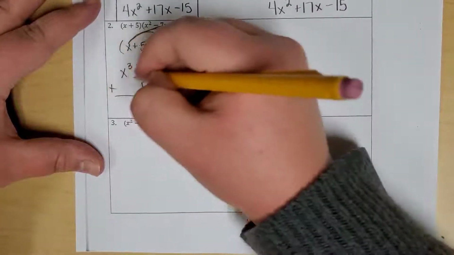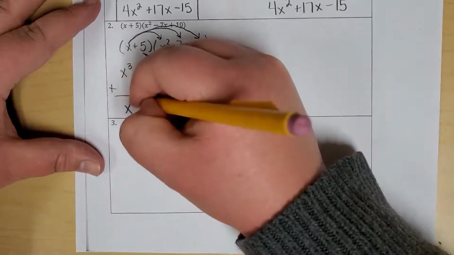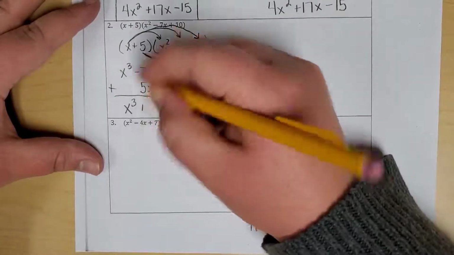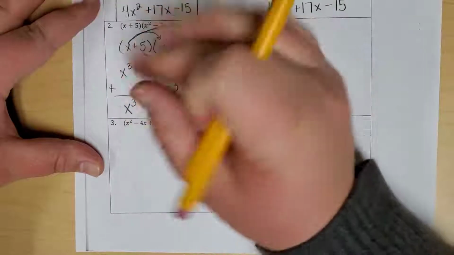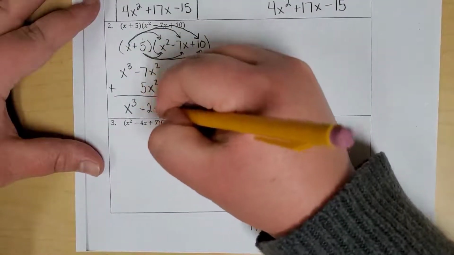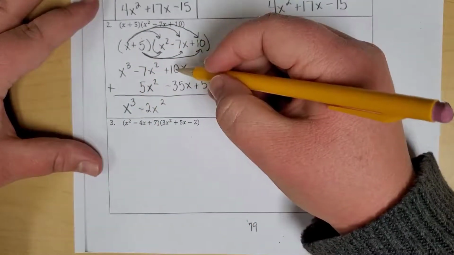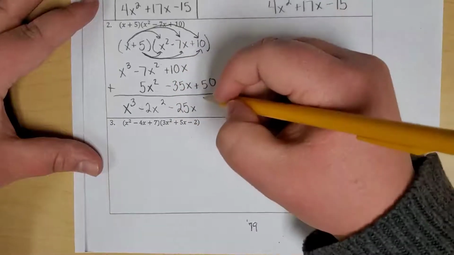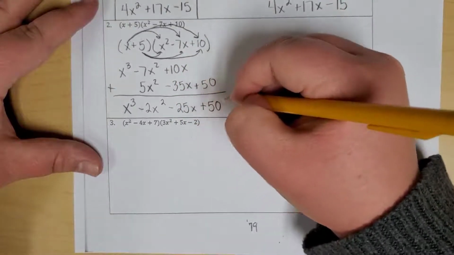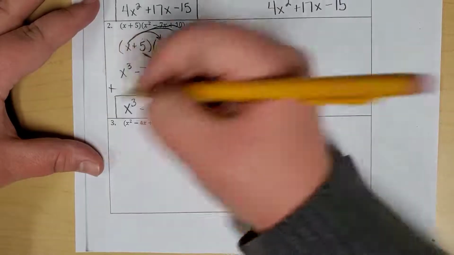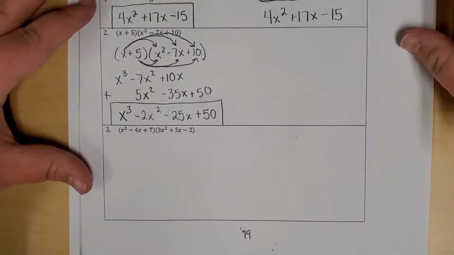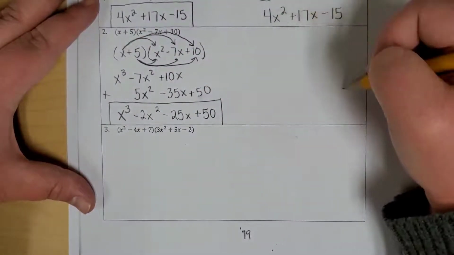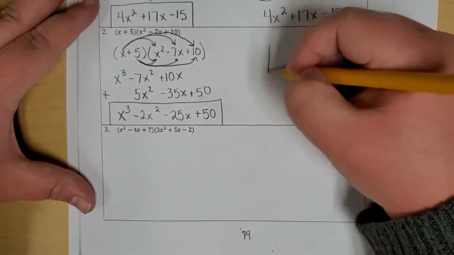Add everything up. X to the third plus nothing is x to the third. Negative 7x squared plus 5x squared is negative 2x squared. 10x plus negative 35x is negative 25x. And then nothing plus 50 is 50. And that would be my answer. All right, let's try the box method. This time it's a binomial by a trinomial. So I need 2 columns, 3 rows.